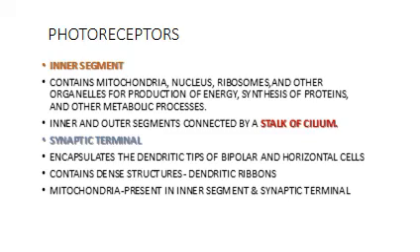Then towards the end we have the synaptic terminal, which encapsulates the dendritic tips of bipolar and horizontal cells. They contain dense structures which are known as dendritic dribbles. The mitochondria is present in the inner segment and in the synaptic terminal.